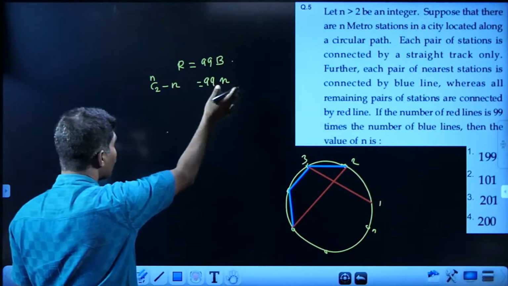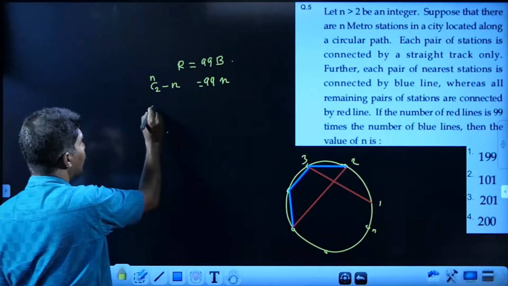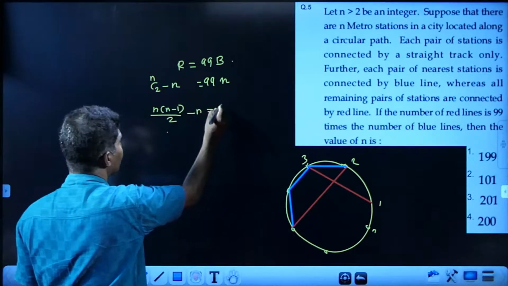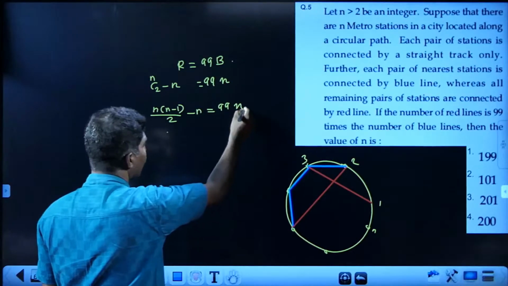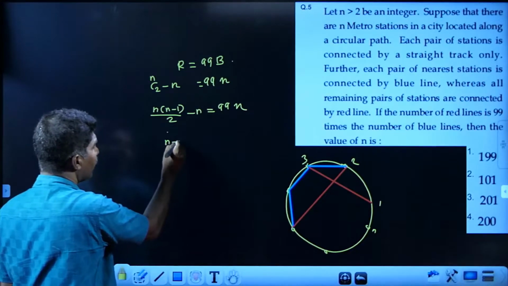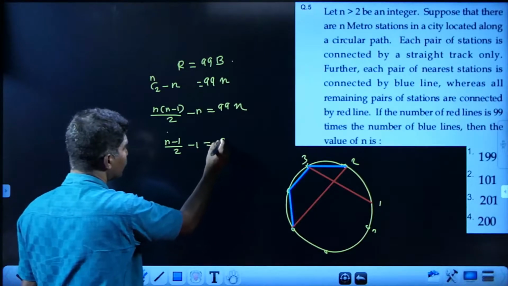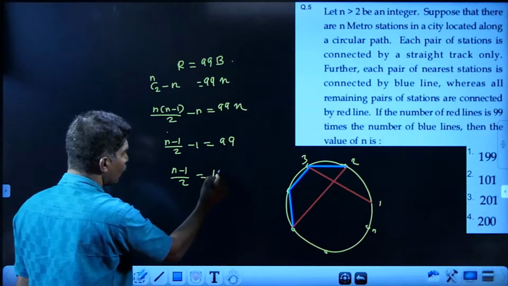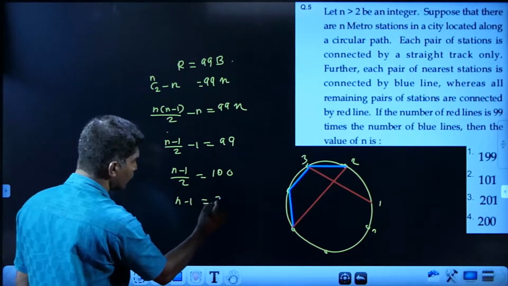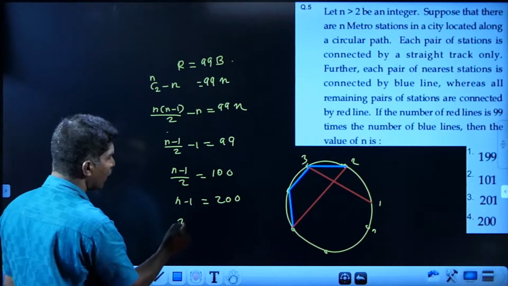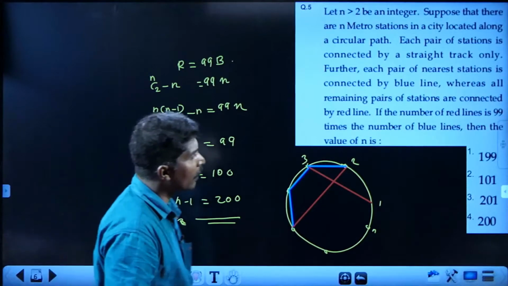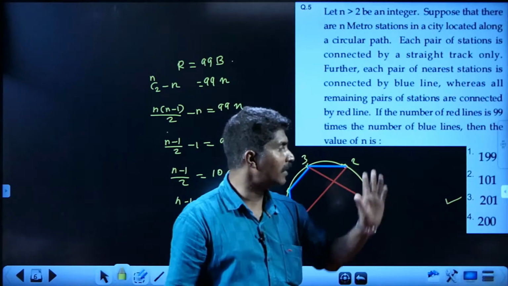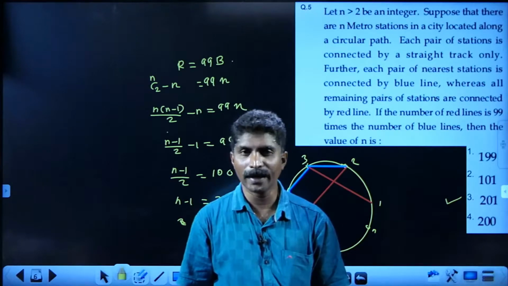Okay. And very easily you will be simplifying it. n into (n minus 1) divided by 2 minus n is equal to 99 into n. n is getting cancelled. (n minus 1) by 2 minus 1 is equal to 99. Very easy now. (n minus 2) by 2 is equal to 99, so n minus 1 is equal to 200. You will be very happy that n is equal to 201. So, it is again a simple problem for you. So, the answer is 201. Okay.